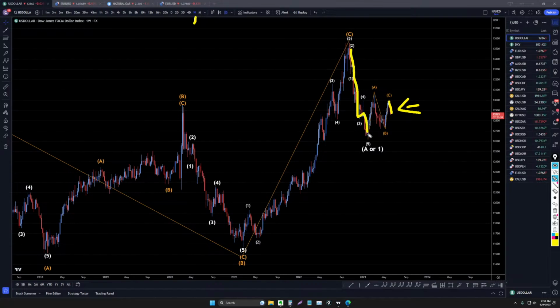So I do think this reverse move down is a 1. I'm starting to think that it is not a wave A. It could be a wave A, but I don't think it is. This move up right here I think is an ABC of 2. Could be a wave B, but I kind of doubt it. And I think this next move down is going to be a wave 3. So I think we got a 1, 2, and we're heading down for a 3. So let's take a look at that on the daily time frame.